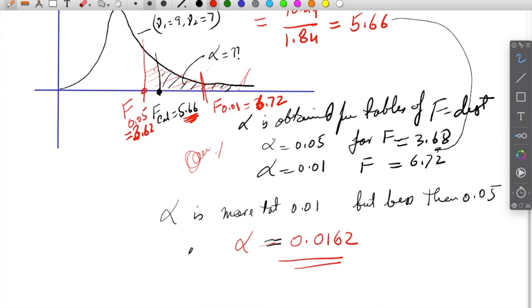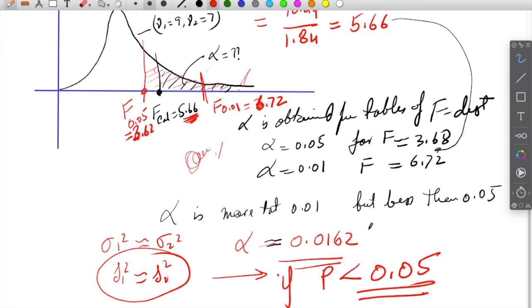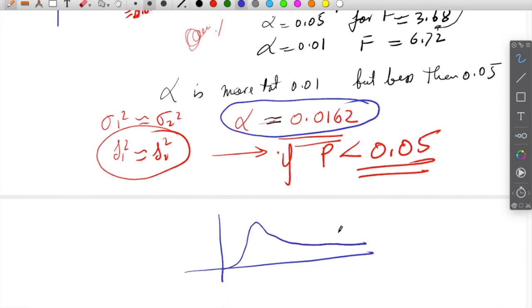Sometimes there is a rule that if one sample variance is not equal to the other sample variance, which means that the source variances of both the samples are not equal, that is only possible when the value of P is less than 0.05. 0.05 is a thumb rule. In our case, this value is less than 0.05. So we say that there is a significant change in the variance of the second sample. This value comes as 0.0162, which is less than 0.05.